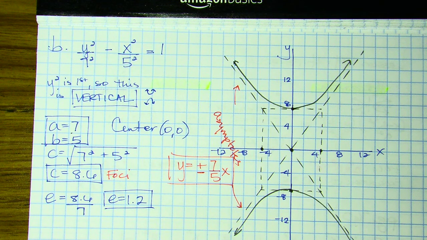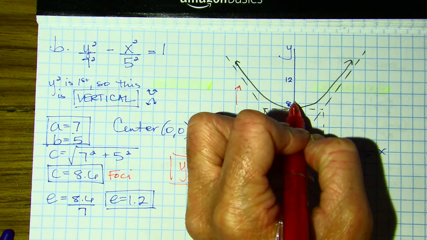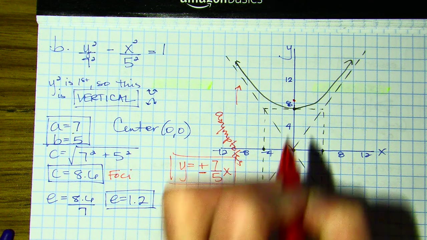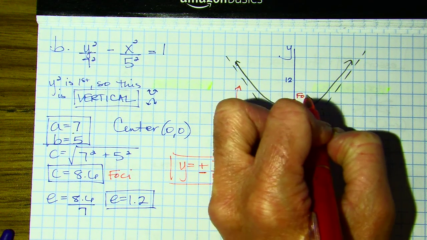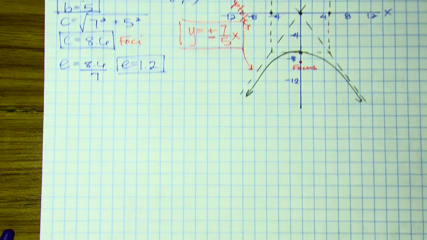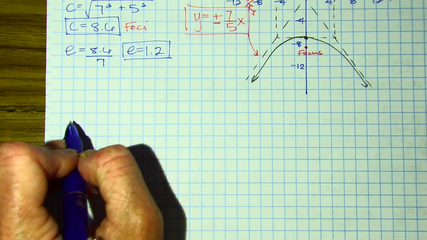Okay, next, I just want to make sure I'm on the right page, sorry. And then my foci is 8.6, so up 8.6, right, almost to 9, and down 8.6. And so these little marks here, there's one focus, there's the other focus, but plural we say foci. So moving on to part C, it should provide us with lots of practice.